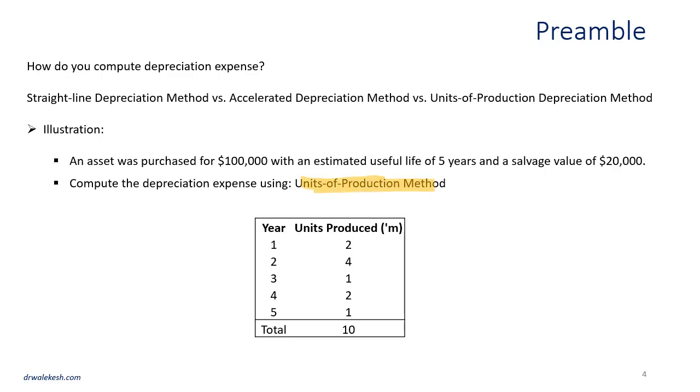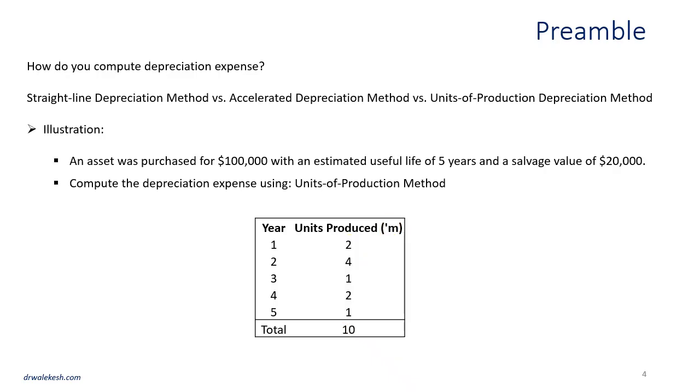Moving on to units of production method. An asset was purchased for 100,000 US dollars with an estimated useful life of 5 years. The salvage value is 20,000 US dollars, and the projected units that will be produced on a yearly basis include the following. Please note, all the figures we have here are in millions.